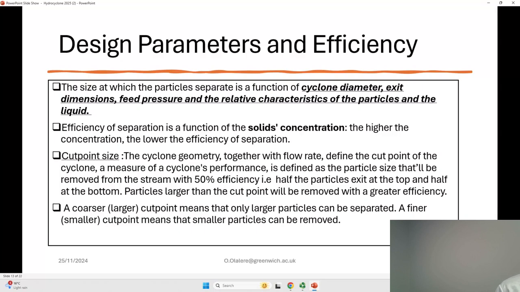Okay, let's take it this way. In terms of hydrocyclone, when you have a higher cut point size, it means only larger particles will be removed. When you have a lower cut point size, it means it's only used when you are dealing with smaller particles. Only smaller particles will be removed. Just take it like that.